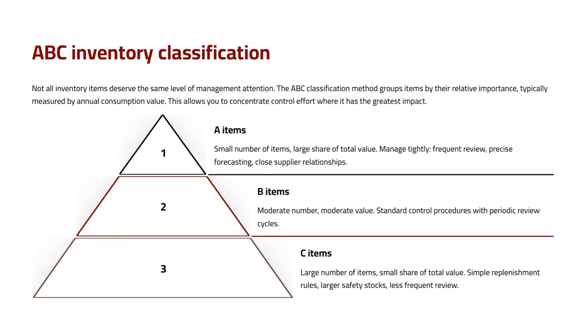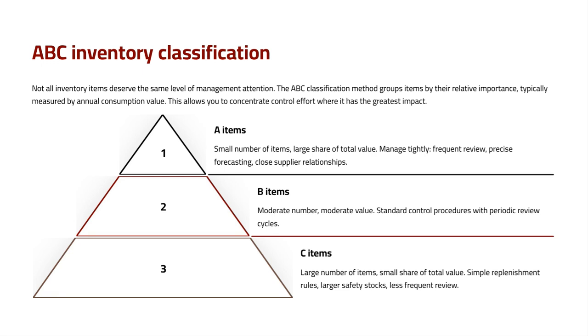Not all inventory items require the same level of management attention. The ABC inventory classification method helps us prioritize by grouping items based on their relative importance, usually measured by annual consumption value. This way, we can focus our control efforts where they matter most.